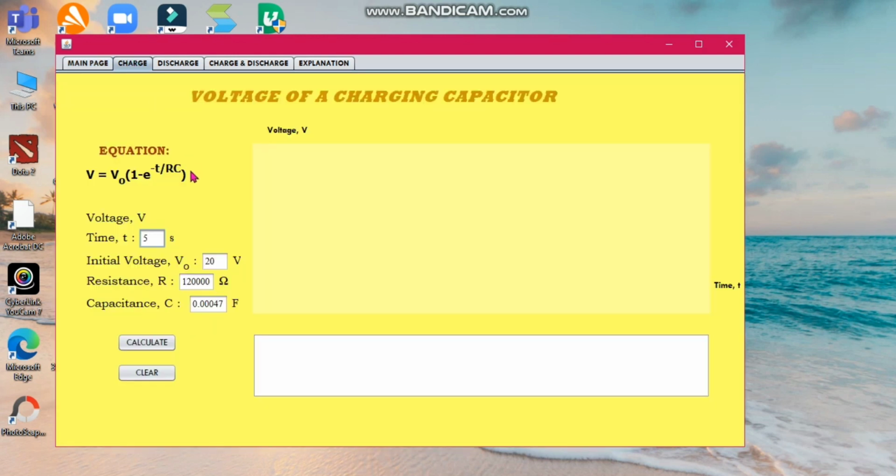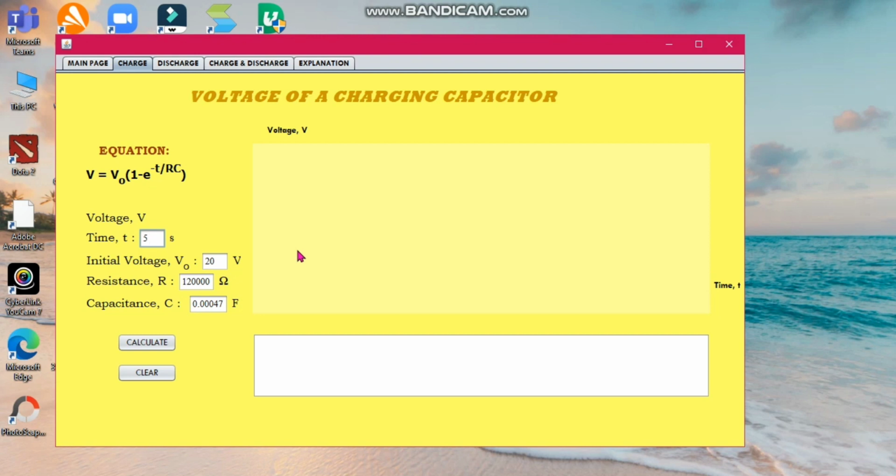Page 1. The voltage of a charging capacitor. As we have learned before, the equation for voltage versus time when charging a capacitor C through a resistor R is as shown here, where V is the voltage across the capacitor and V0 is equal to the EMF of the DC voltage source. How long does it take to charge a capacitor?